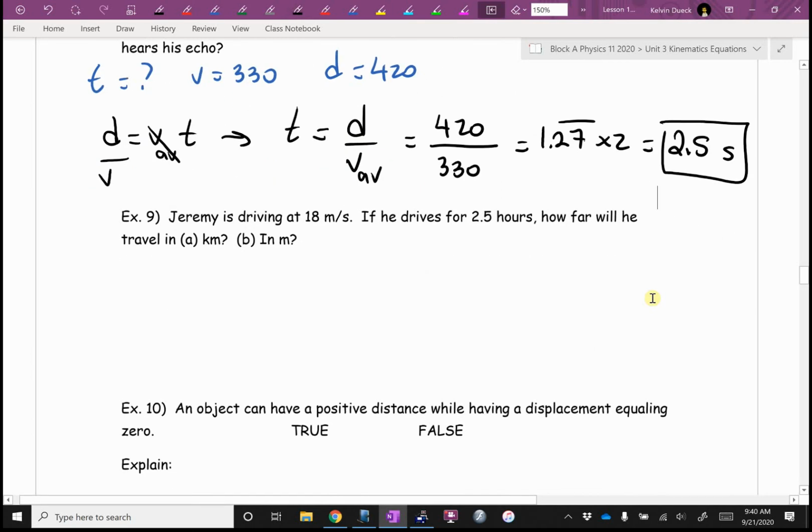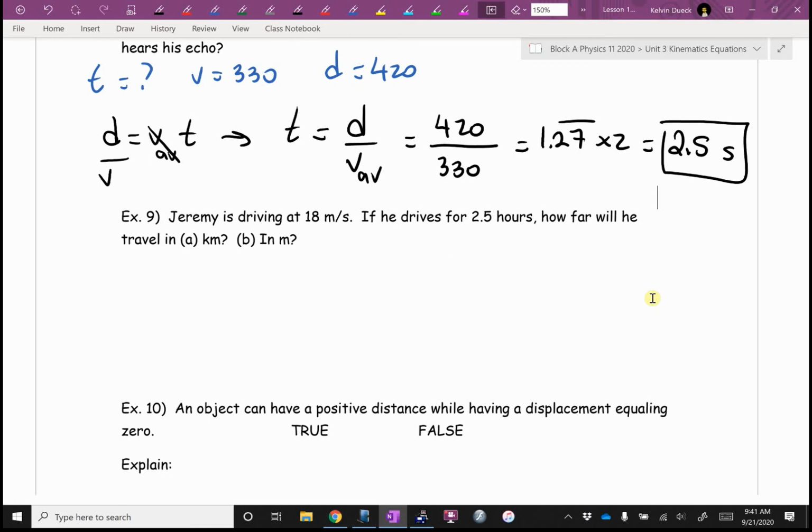Example 9. Jeremy is driving at 18 meters per second. If he drives for 2.5 hours, how far will he travel in kilometers and in meters? Why is this question yucky? Units don't match. Yeah, first thing I noticed: meters per second, and hours. So this wants how far he will travel in kilometers and in meters.